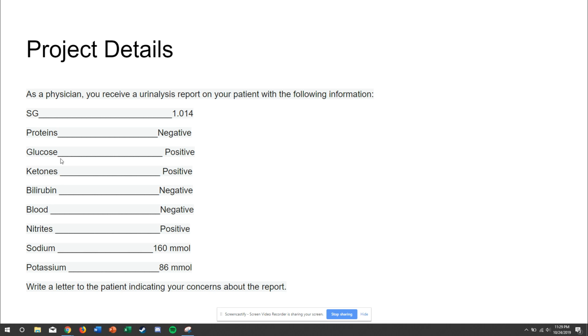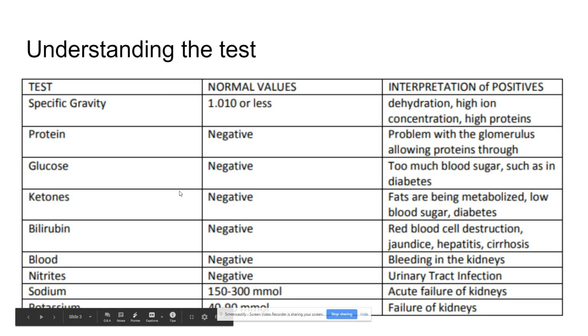Then we have proteins, glucose, ketones, bilirubin, blood, nitrates, sodium, and potassium. So when we look at this, we can see right here what each of these values mean. Okay, and so we can see right there the specific gravity. If it's 1.01 or less, then we're probably okay, and dehydration is not a concern, nor is that your kidney isn't diluting the water or your urine well enough. All these other ones, most of them will be a negative value. And so you want to look and see, was there a positive value in that?